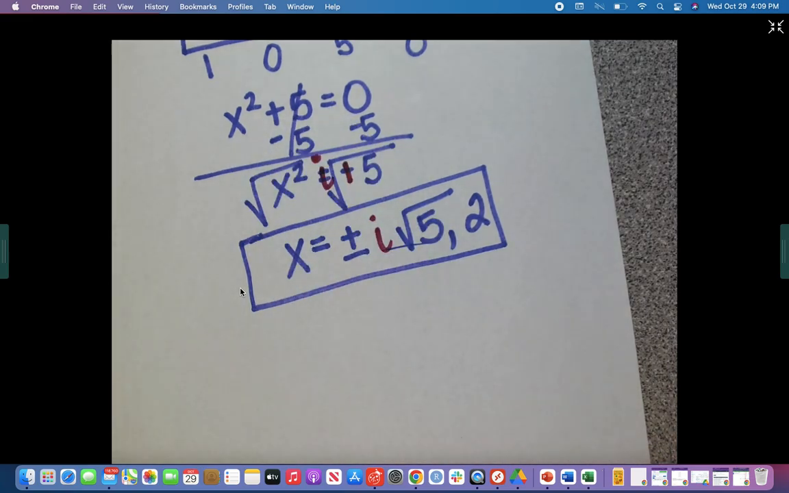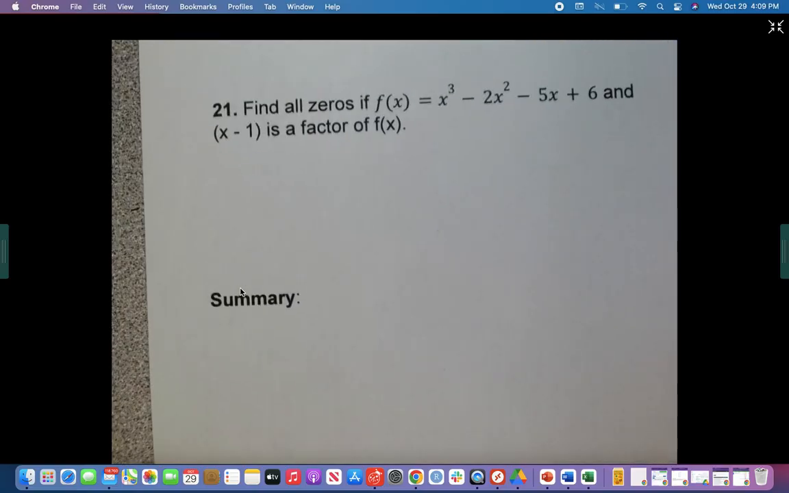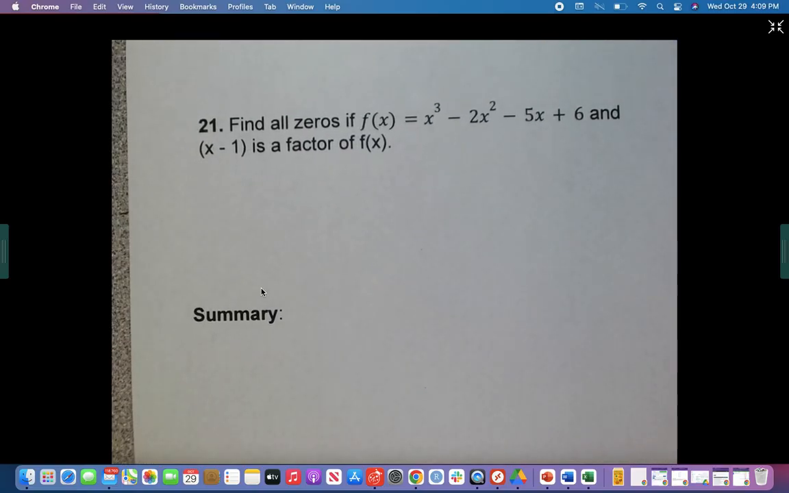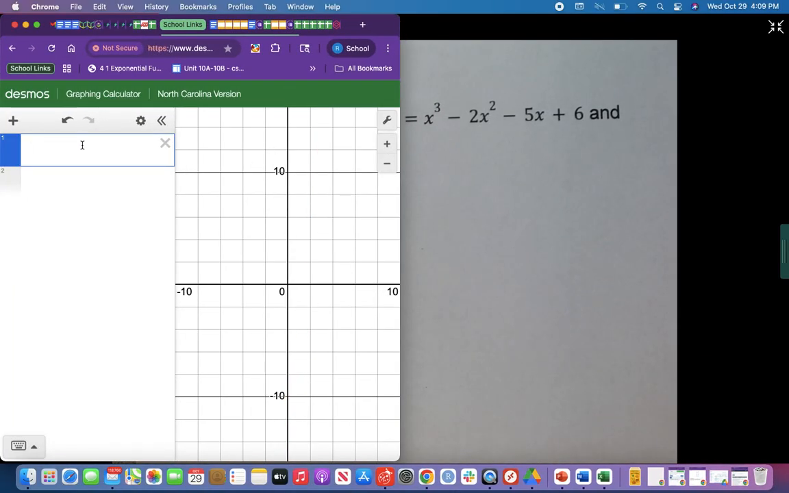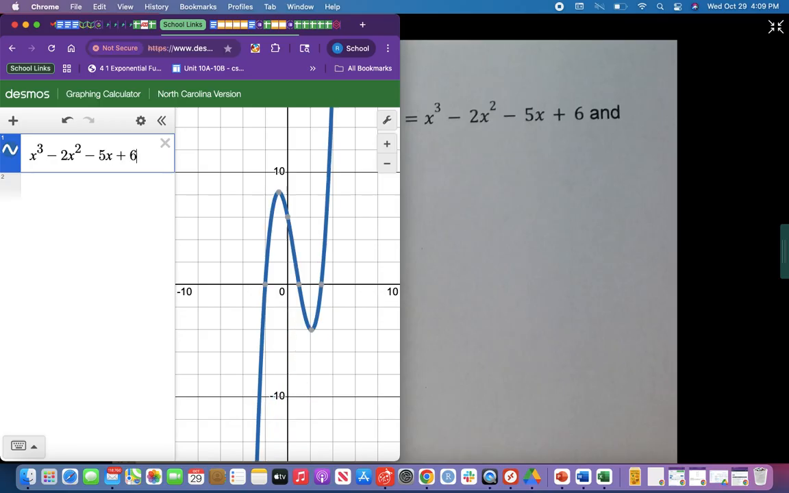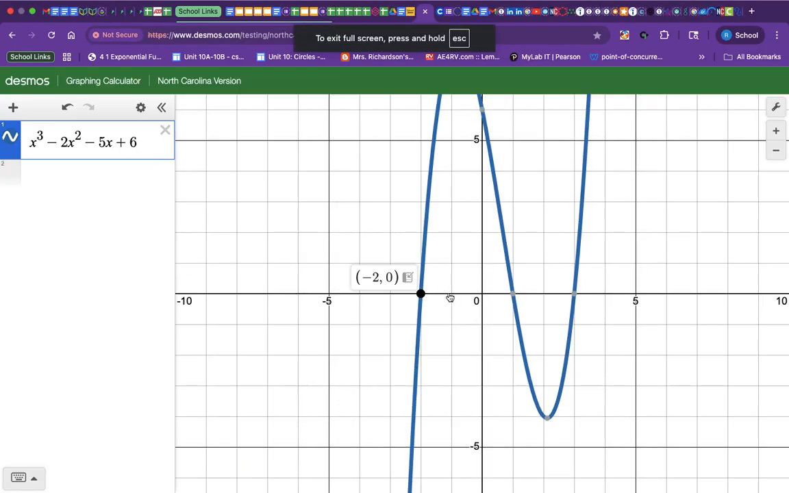All right, and then last question, number 21. Find all zeros. So again, probably not going to get them all when we graph it, but let's graph it just to be sure. So x to the third minus 2x squared minus 5x plus 6. Oh, okay. So we see all 3. Let's see if they're all rational. And they are. Okay, perfect. So final answer for this one would just be x equals negative 2, 1, and 3.